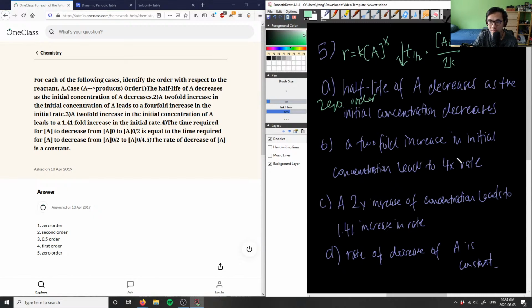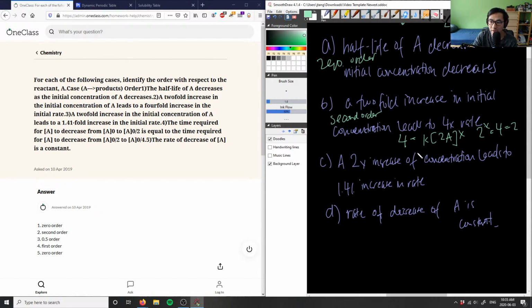Says here B, a twofold increase in the initial concentration leads to the rate of 4x, right? So if I'm increasing this by 2, what is my rate going to be? It's going to be 4 times. So I can put 4 here as the rate times K of A to the x here, right? And I'm increasing the total concentration by 2. So this would be 2A to the power of x. So what's x here? Well, x is simply 2 to the power of x equals 4, right? And that will give us 2, because square root of 4 is 2. So this here is going to be the second order, which is correct here. So this is the second order.